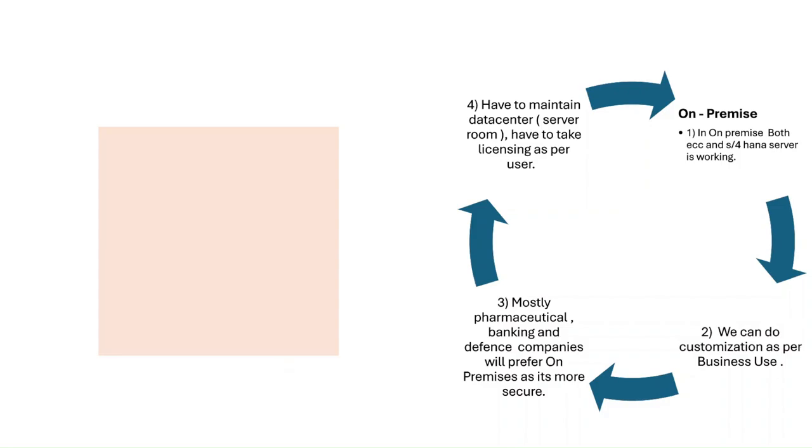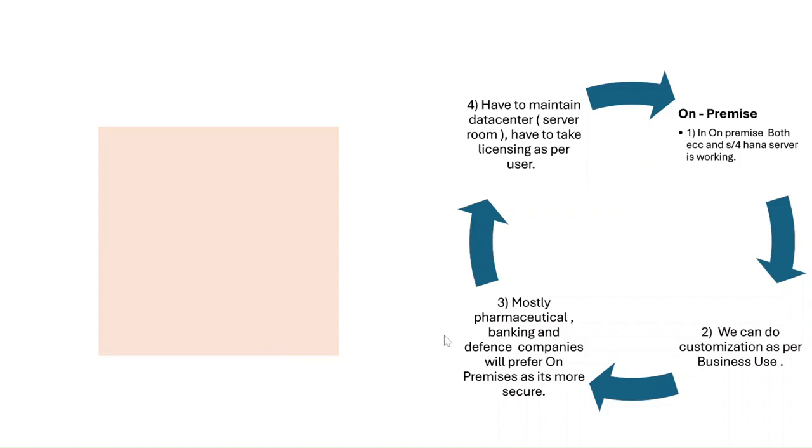Now on premises. On premises is what companies are mostly using these days. Both ECC and S4 HANA work on premises. We can do customization as per our business use, whatever customization is required we can do in on premises. Even now, most organizations are still using on premises, with both ECC and S4 HANA.